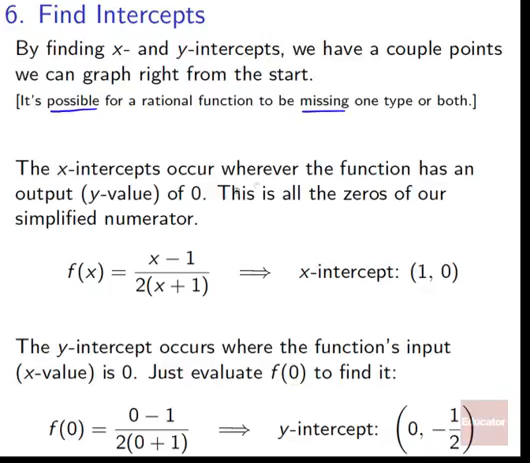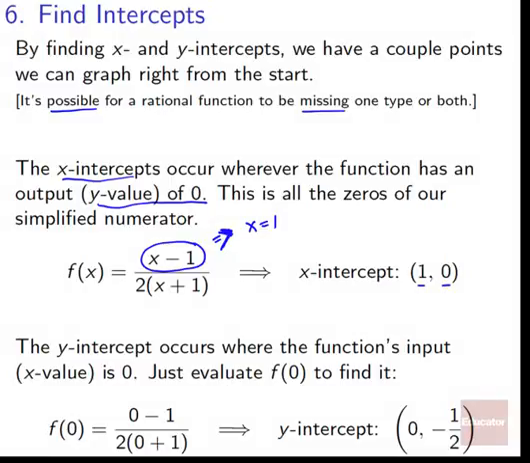The x-intercepts occur wherever the function has an output value of 0, right? Because that means we have a height of 0, so we are on the x-axis. We are an x-intercept with a y height of 0. Thus, all of our zeros mean that our numerator is at 0. This is all the zeros of our simplified numerator. So x - 1, what are all the places where that gives a 0? That gives us a 0 at x = 1. So if we plug in 1, we get a 0 out of that because the numerator is now at 0.